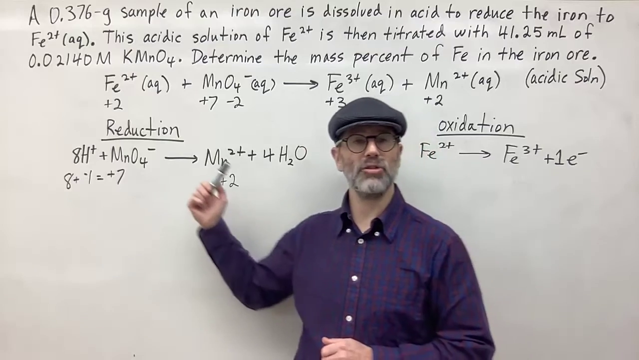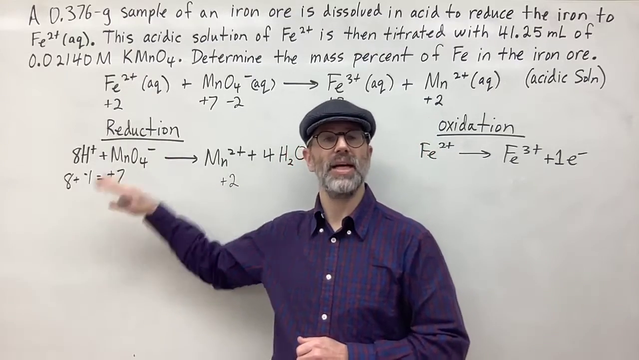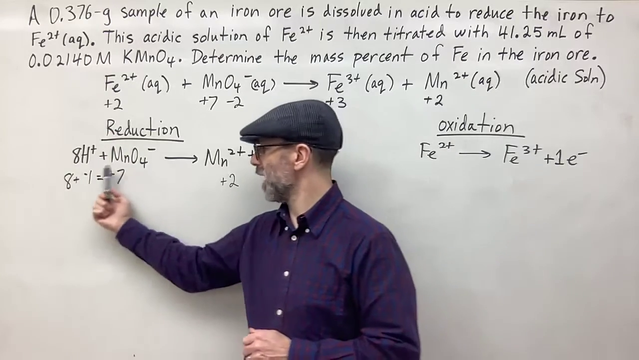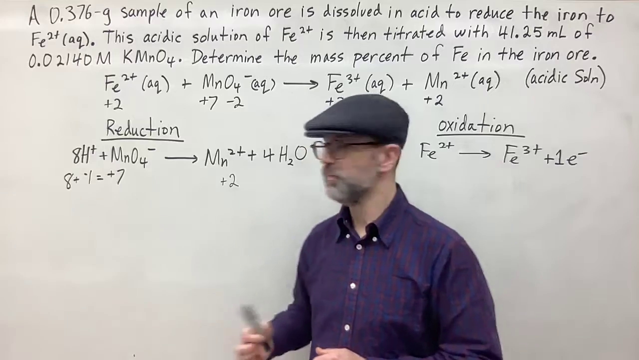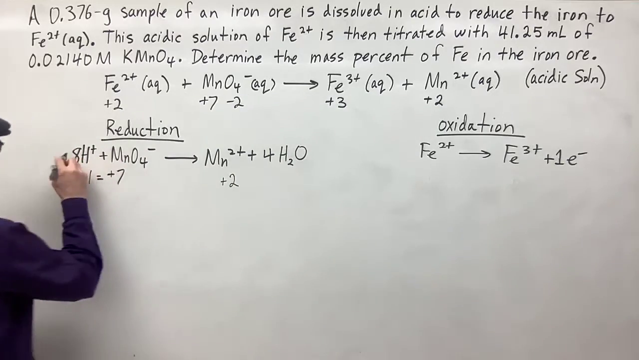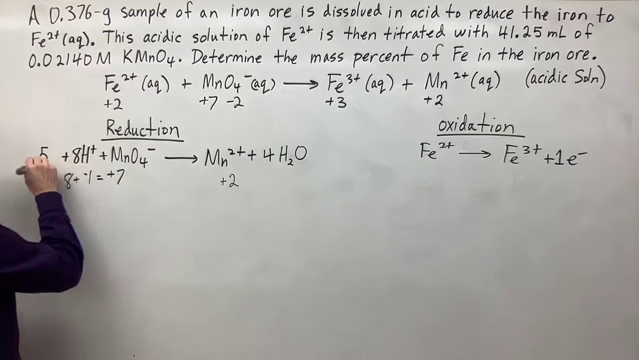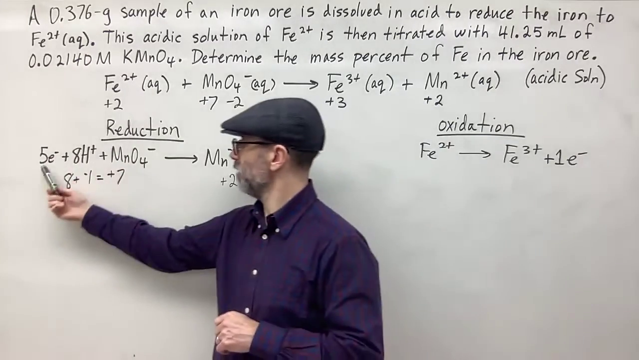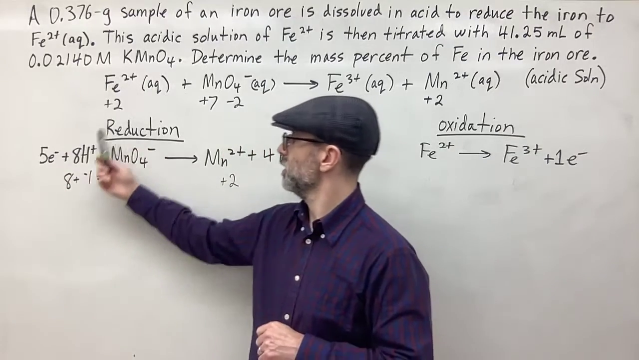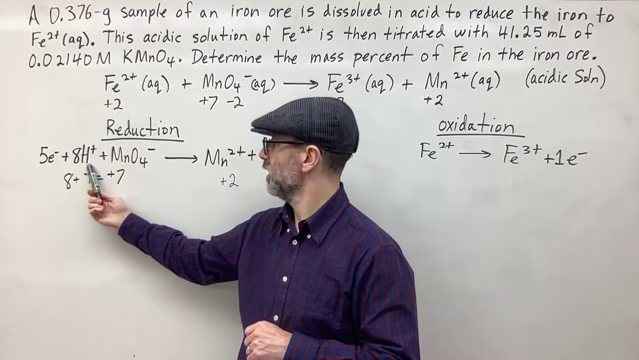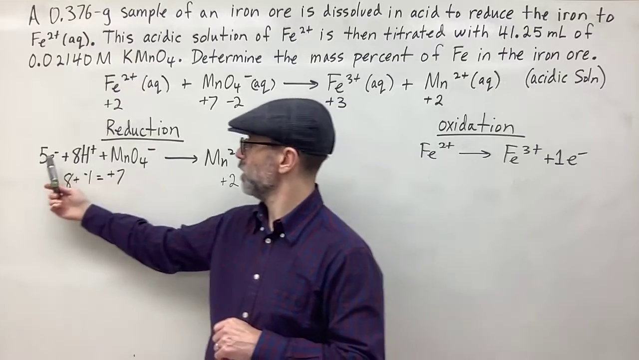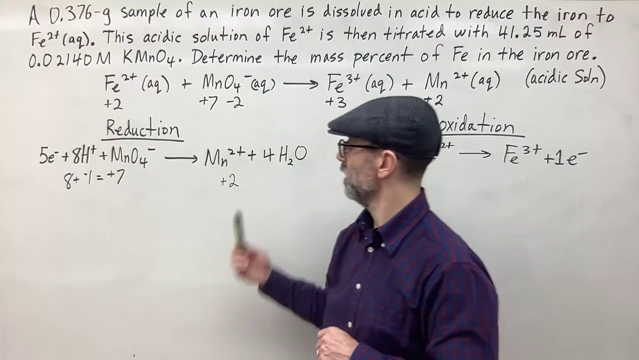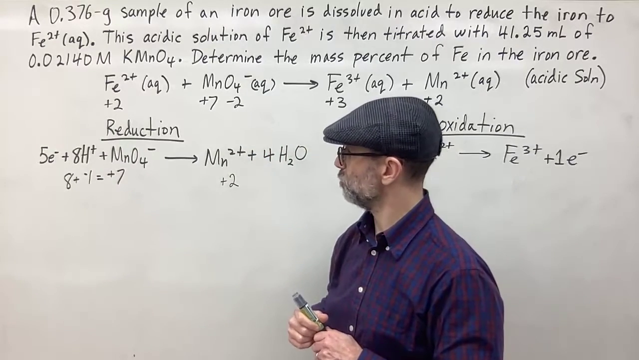I have to add electrons to the more positive side to get it down so it's equal to this side. So that means I'm going to have to add 5 electrons to this side. So I'm going to go ahead and add 5 electrons to that side. So now the 5 electrons plus the 8 plus here, and then the negative 1, negative 5, that's a negative 6, plus the positive 8 gives me a positive 2.